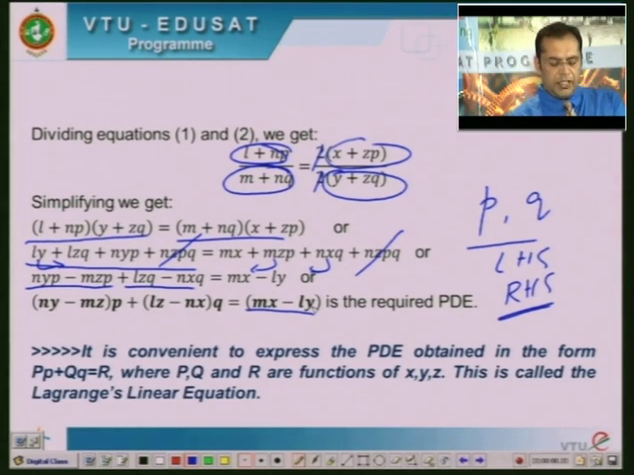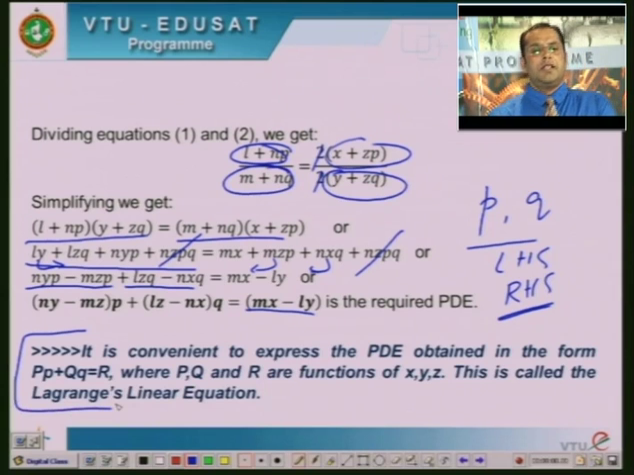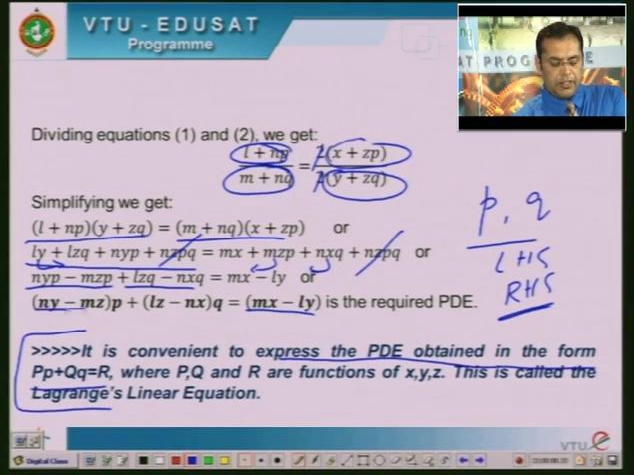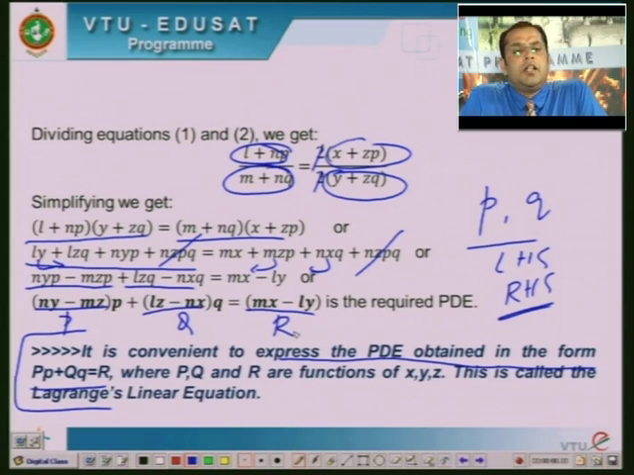Now, there is one observation to be made. It is convenient to express the PDE obtained in the form Pp + Qq = R, like this. So, if you call this capital P, this capital Q and this capital R, it is Pp + Qq = R, where P, Q, R are functions of x, y and z. This is called the Lagrange's linear equation.